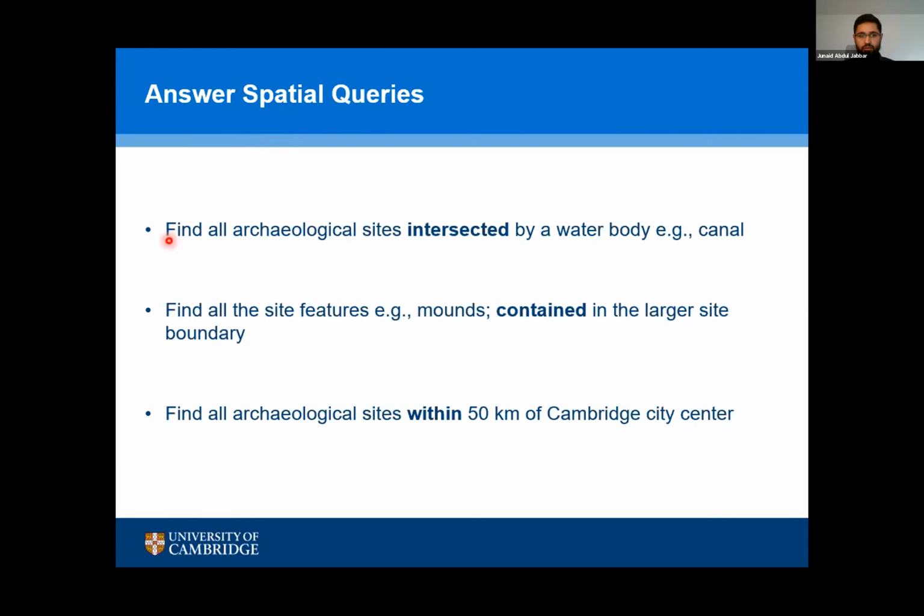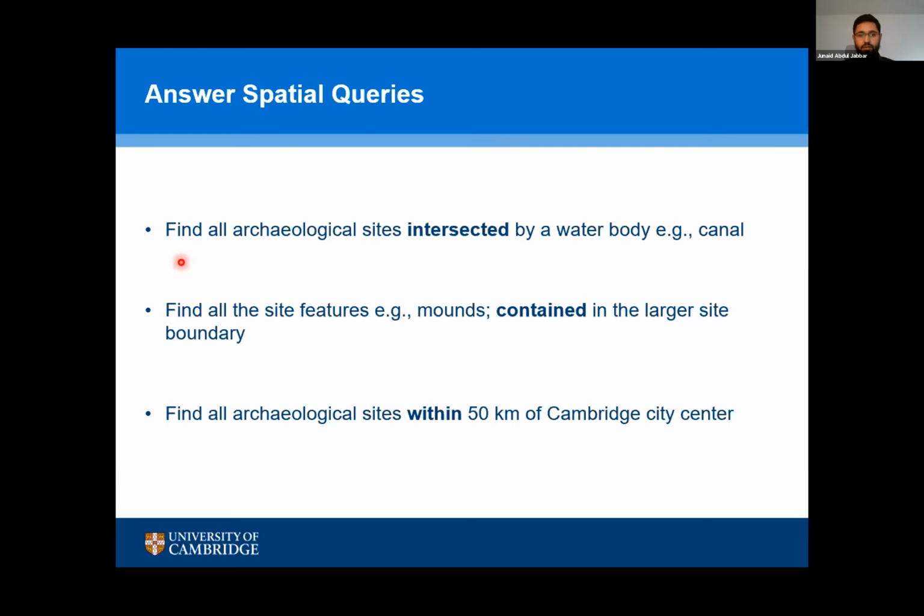Here are some examples of spatial queries. We might need to find all archaeological sites that are intersected by a water body, for example, a canal or a river. Or we may need to find all the site features, for example, mounds, that are contained in a larger site boundary. Or we might need to find all the archaeological sites within 50 kilometers of Cambridge city center. So these are just some examples of the large number of spatial operations that are allowed by our spatial databases.